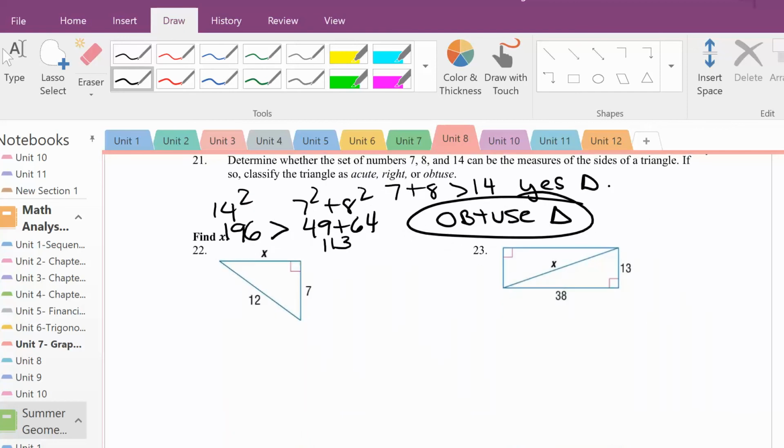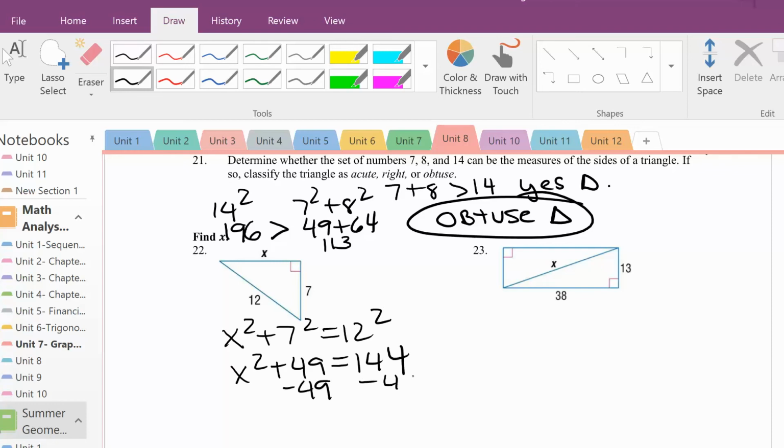So here it says to find x using the Pythagorean theorem. So we're going to go x squared plus 7 squared equals 12 squared. So x squared plus 49 equals 144. Subtract 49. X squared equals 96.